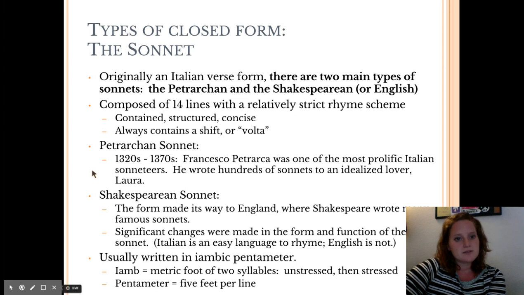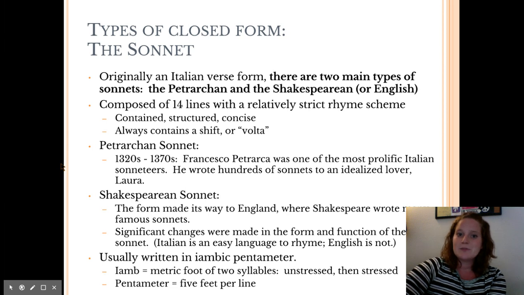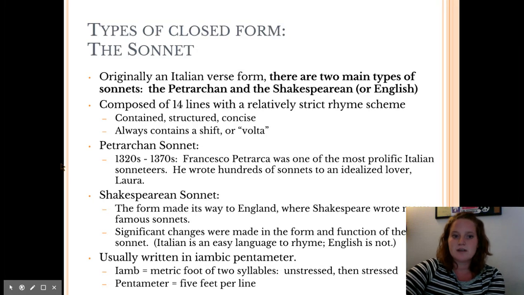Another type of closed form poetry is the sonnet. Sonnets were originally an Italian verse form, though there are now two main types of sonnets, the Petrarchan sonnet and the Shakespearean or English sonnet. Both sonnets are composed of 14 lines, and both have a pretty strict rhyme scheme. They are contained, structured, and concise within those 14 lines. Sonnets also always contain a shift, and when we're talking about sonnets, it's specifically called a volta.